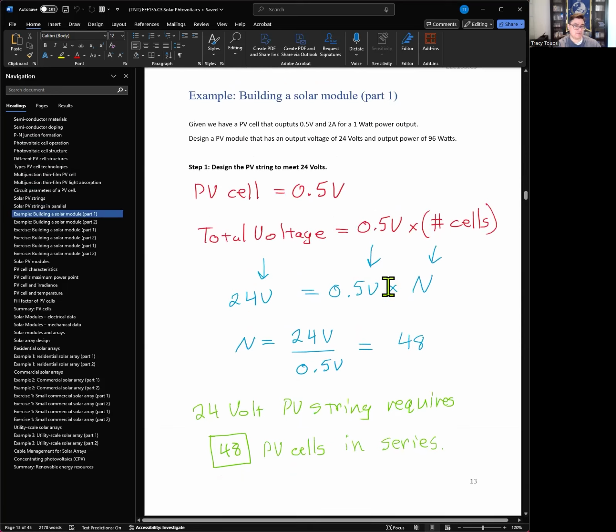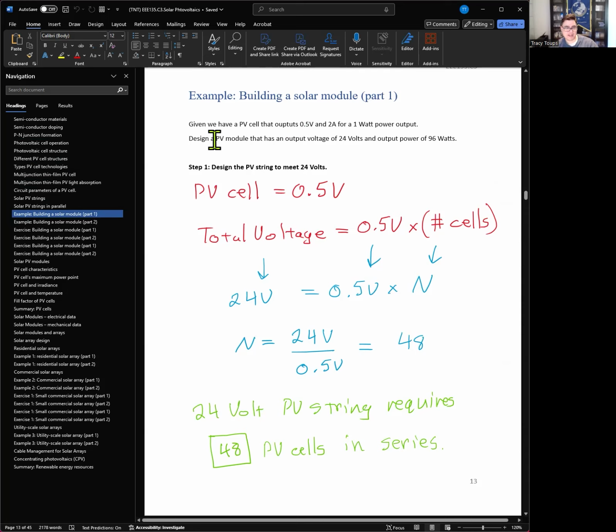Let's give you an example to see everything pan out. Right. So given we have a single PV cell, we have a manufacturer that gives us PV cells. We have as many as we want. That we know the output is 0.5 volts. It has 2 amps and has 1 watt power output.